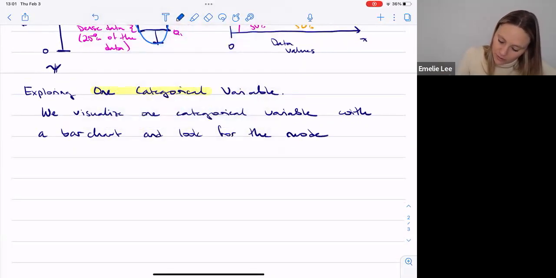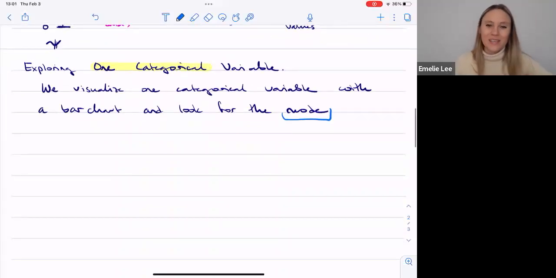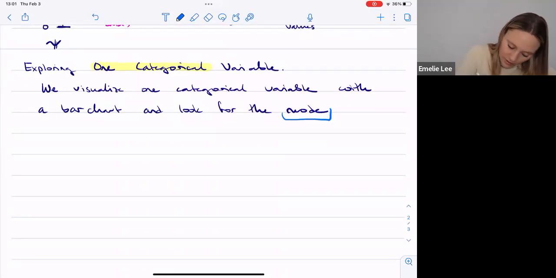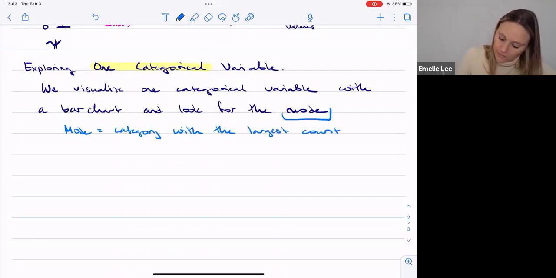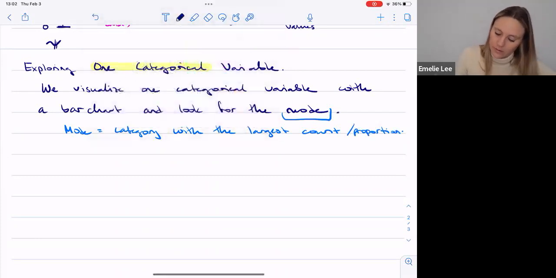And the mode is the category with the largest count or proportion. So the mode is the category with the largest counts or proportions. Okay.